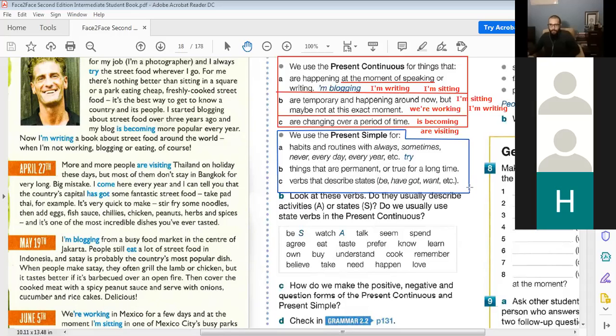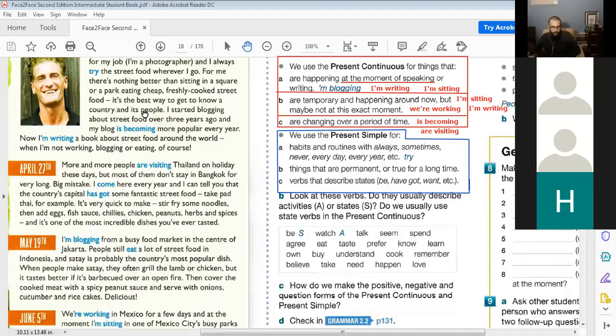And the second way of using the present simple is for things which are permanent or true for a long time, okay? So this is kind of the opposite of B in the present continuous. Do you get the idea? And then the last one is for state verbs, okay? So let's do this. Let's find the examples of present simple.